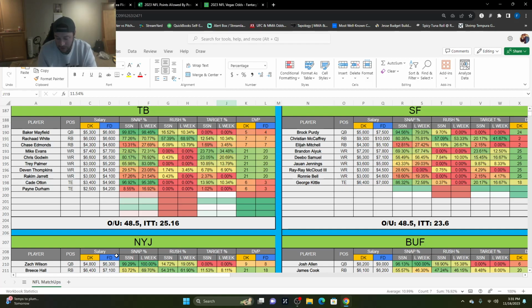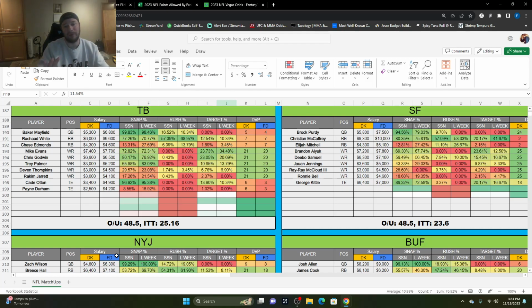If you want to go contrarian, I think a lot of people are going to be on San Francisco's defense. We could pivot to that. And I'd feel confident with pivoting to a Tampa Bay. It would be a contrarian stack, but a Tampa Bay stack. Now, I'm not saying it's going to do anything. I'm not saying you're going to get anything out of it, but I think it's going to be very under-owned.